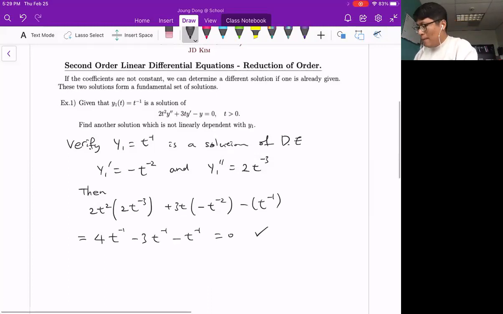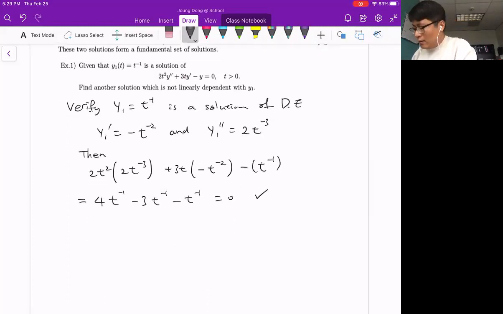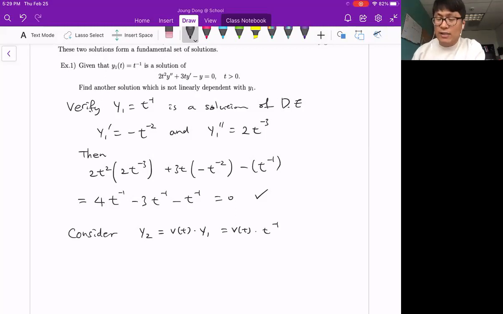So here we go. Basically, all these techniques start from this consideration, okay? We're going to say your y2 will be of the form v times y1, which is the given function, right? So v(t) times t to the minus 1. That is my assumption, and this works, okay? The purpose of this whole process is that we have to find the function v, okay?